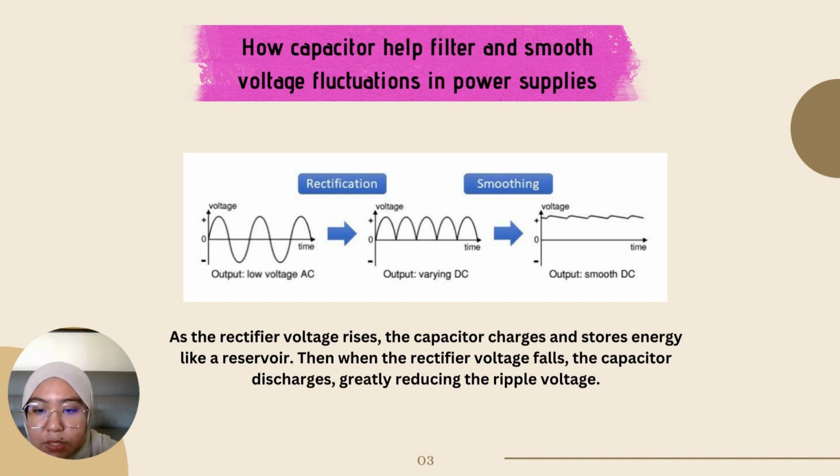We can look at our second picture. The waveform becomes half in order to minimize the pulsating DC voltage. A smoothing capacitor is placed in parallel with the load across the rectifier output. So the outcome: as the rectifier voltage rises, the capacitor charges and stores energy like a reservoir. Then when the rectifier voltage falls, the capacitor discharges, greatly reducing the ripple voltage. We can look at our last picture. The voltage becomes, from a half sine wave, a single wave, which means a straight line.